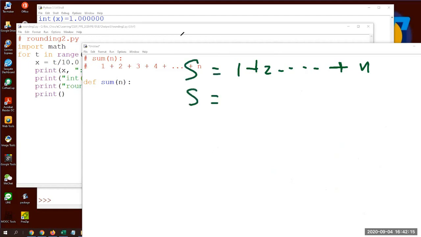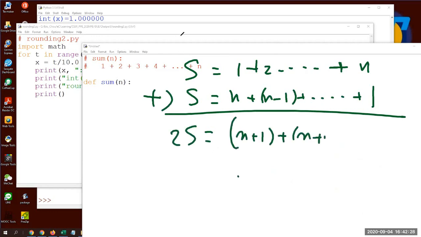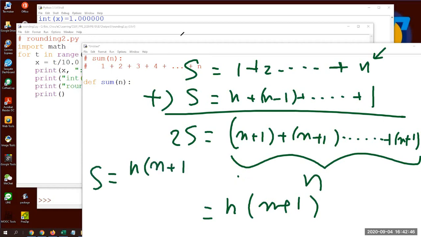And the reverse of this guy is n plus n minus 1 plus blah, blah, blah, plus 1. So sum these two equations together, 2S on the left would be n plus 1 plus n plus 1 plus blah, blah, blah, plus n plus 1. Totally how many n plus 1? Totally n. So this equals n times n plus 1. So your S will be n times n plus 1 divided by 2.